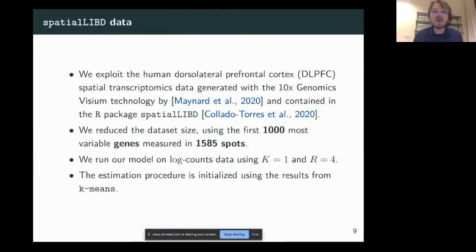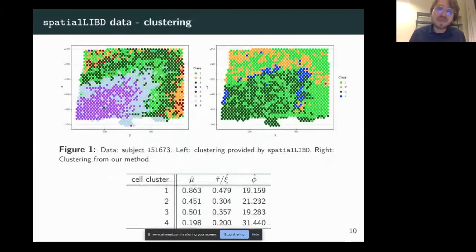But we exploited the human dorsolateral prefrontal cortex spatial data generated by the 10x Visium technology, which is collected by the R package spatialLIBD. We reduced the data set in order to have the most variable genes, the first 1,000 most variable genes, measured in 1,585 spots. And we ran our model considering just a single cluster of genes, but 4 different clusters of cells. So these are the results.